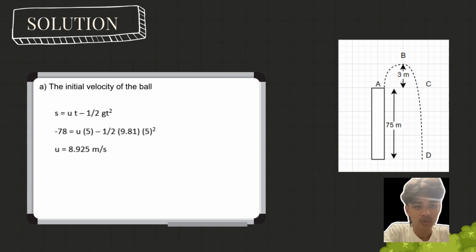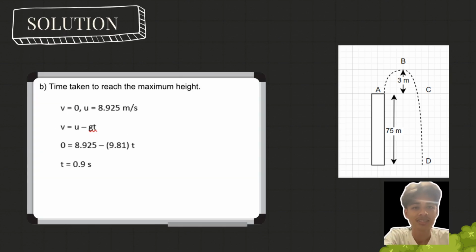Negative 78 equals u, which is what we want to find, the initial velocity, times 5, minus 1/2 g, where g is gravity, times t, which is 5 seconds, squared. And then we get the initial velocity, which is 8.925 meters per second. So here is the solution for the first question of example 1.